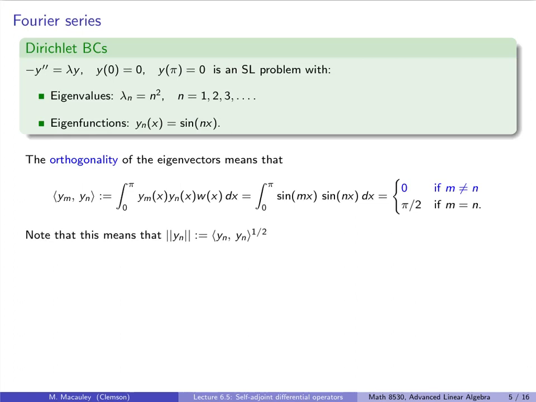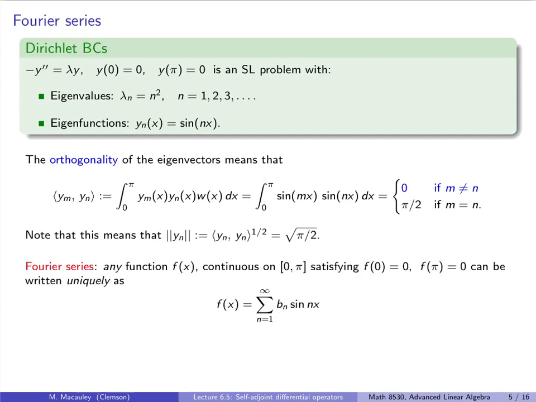Note that this means that the norm of yn with respect to this Sturm-Liouville inner product, and that's the square root of the inner product of yn with itself, is the square root of pi over 2. In this case, our generalized Fourier series is just a plain old Fourier series. Any function f of x continuous on 0 to pi that also satisfies these boundary conditions. Now this can be weakened to be piecewise continuous, but again, that's just a bonus.